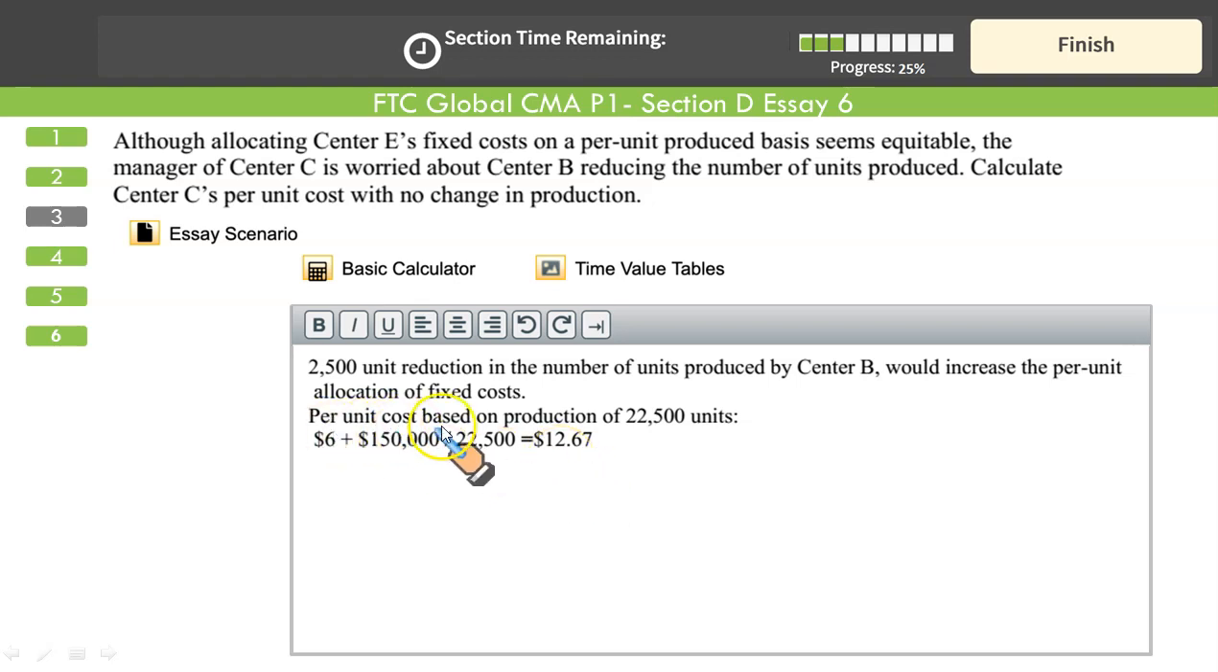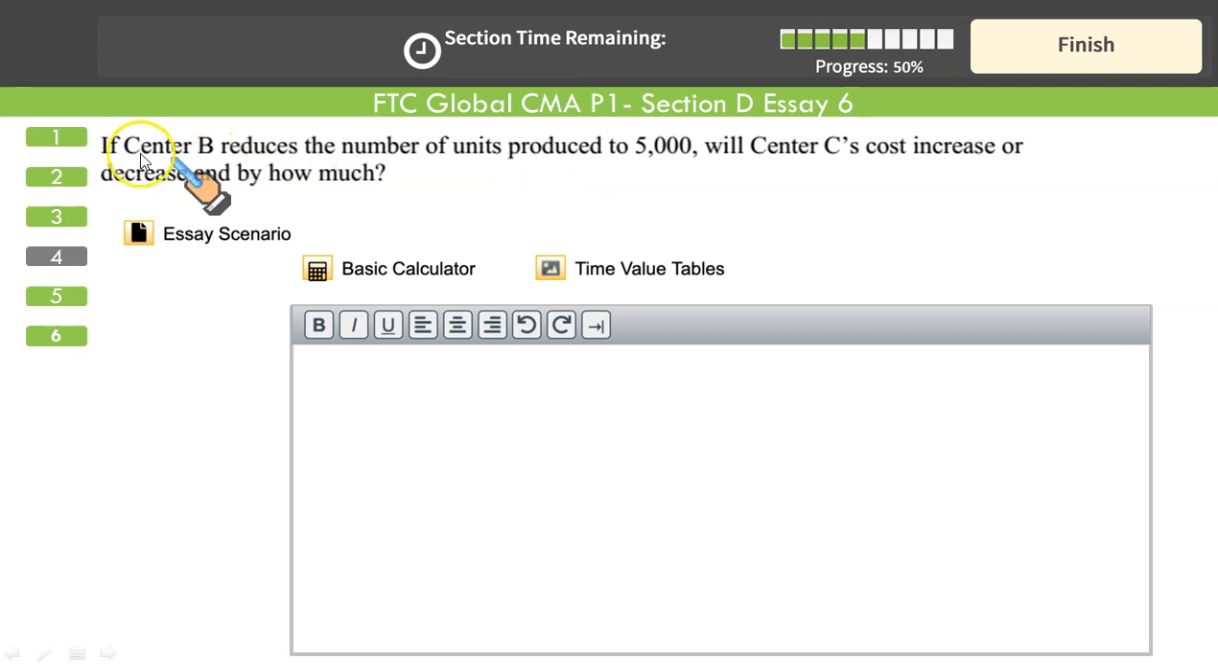Everything is the same. Per unit cost based on production of 22,500 units is still the same. The change would occur when center B reduces its output, which it hasn't done yet. Let's see in the next question. If center B reduces the number of units produced to 5,000, will center C's cost increase or decrease?